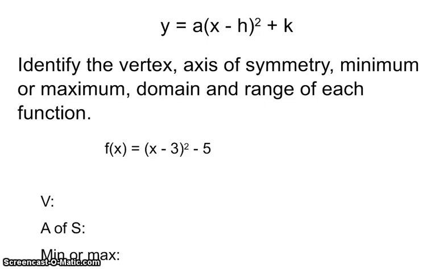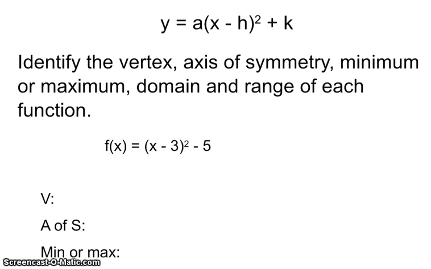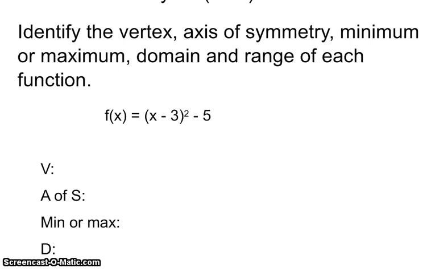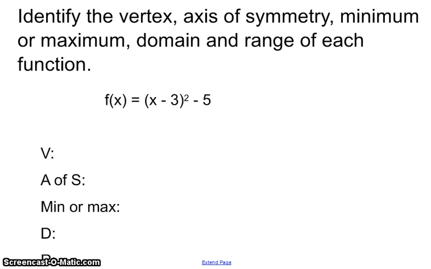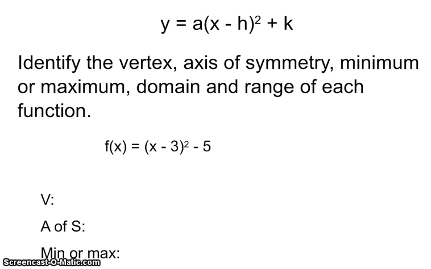Alright, after viewing that last video, now we're going to take that information in its abstract generic form and apply it to actual equations or functions. And we're going to identify the vertex, the axis of symmetry, min, max, domain, and range for each function. So we start off, we have our function here, and it's usually best if we list out our a, h, and k. Remember, a, h, and k are just from our general vertex form right up there.